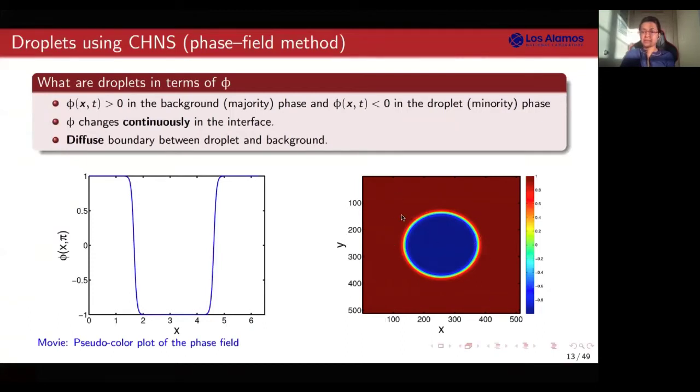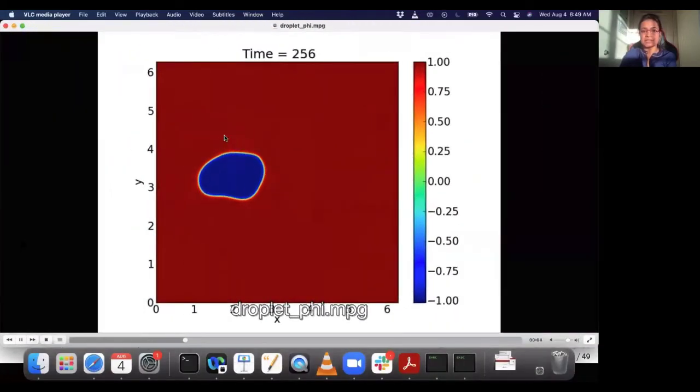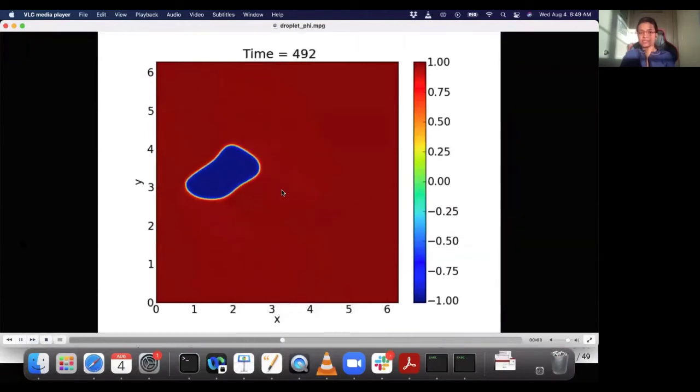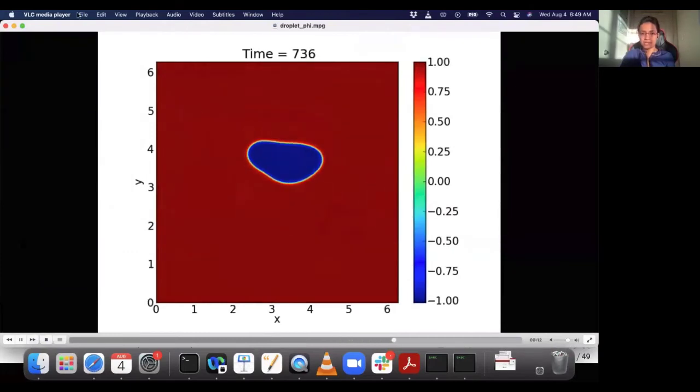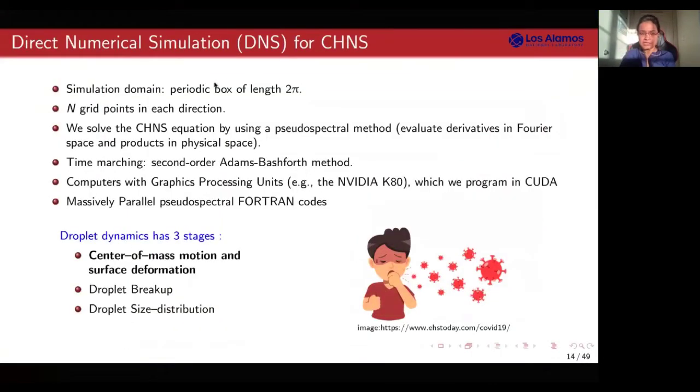This is a snapshot of phi, which is the volume fraction. When we evolve this using the Cahn-Hilliard Navier-Stokes equations, we see that it is advected by the flow. This is the volume fraction, so you cannot see the velocity vectors in the background, but the background is turbulent. Now some simulation details. The simulation box is periodic, and we use the pseudo-spectral method where the spatial derivatives are evaluated in Fourier space. For time integration, we use the second order Adams-Bashforth method. We have our own codes written in the GPU-based language CUDA, and before that, we developed a parallel Fortran framework.